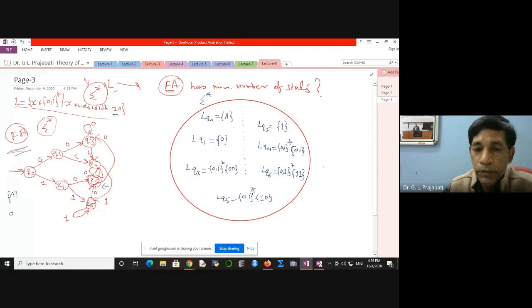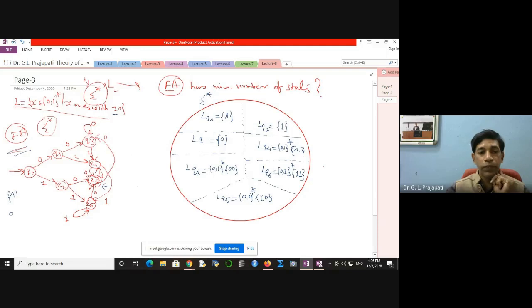Okay. So you find that this is one set, this is other set, and this is one set of strings, and this is the other set of strings, and you also have this is one set of strings. So with respect to the given FA, you have partitioned the set sigma star in this kind of situation with respect to the states of your FA. Now these are the only possible strings in the sigma star. So all possible strings are here.